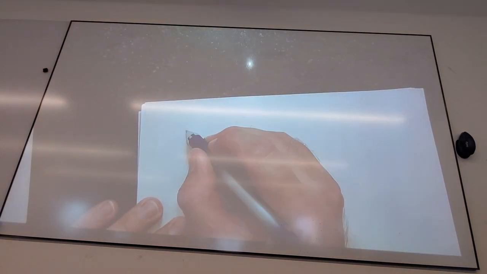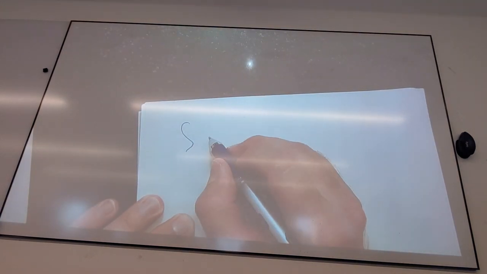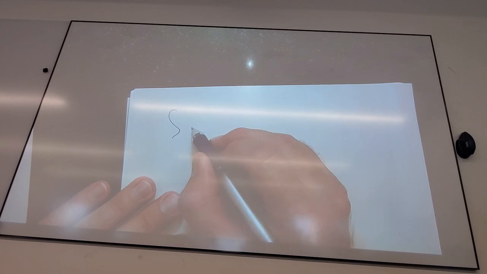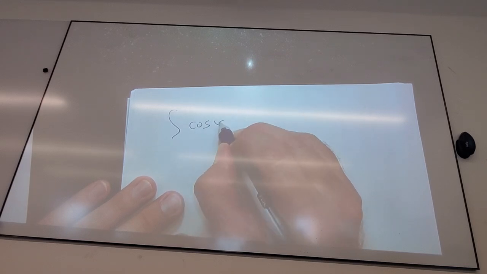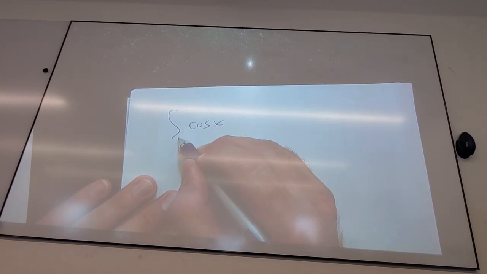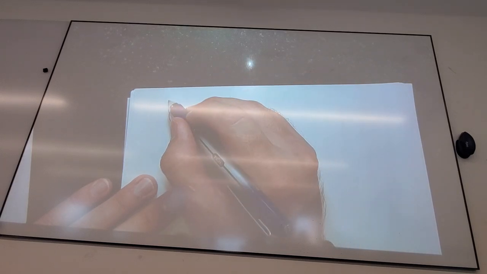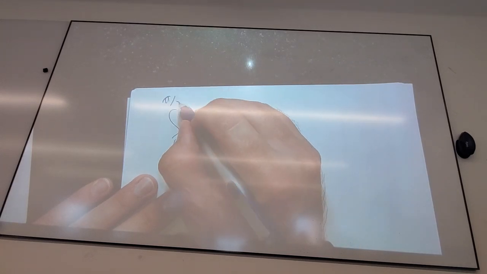So, I think we did, what about this here? The integral of cosine x from 0 to pi over 2.